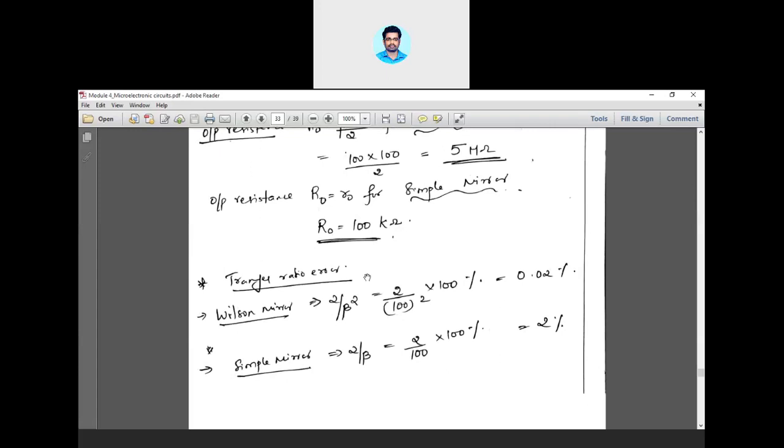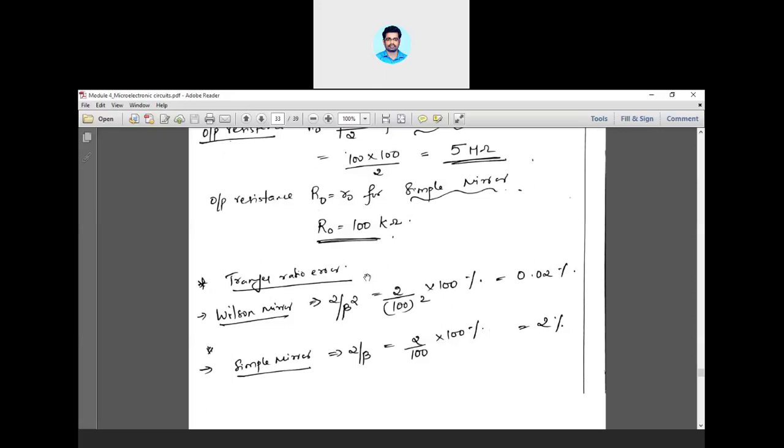Again, while calculating the transfer ratio, in the Wilson mirror, the error is 2 by beta square. You know that I naught by I ref ratio, you remember that equation, no? I naught by I ref is equal to 1 divided by 1 plus 2 by beta square. Actually, the 2 by beta square is producing an error. If 2 by beta square can be neglected, it will be 1 is to 1. 2 by beta square will always be 0.000 like that. Okay, so that is the actual error which is incorporated in the Wilson mirror.